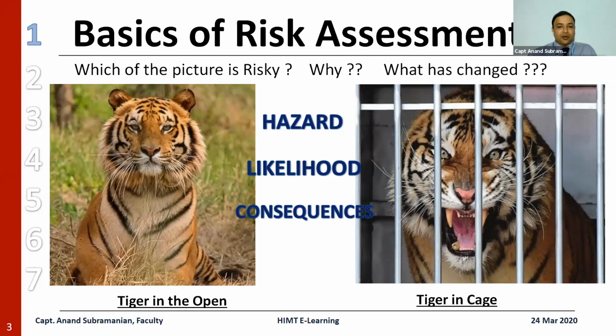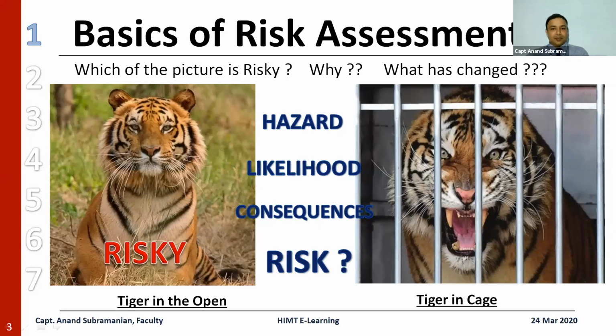So here we're talking about all these things. Now looking at these two tigers, if I talk about risk perception, which one would be risky, which one would be safer? One will be risky, two will be safe. Yes, one would be risky. So that is exactly what we have. The tiger in the open is risky. The tiger in the cage is safe for me. So now you understood.